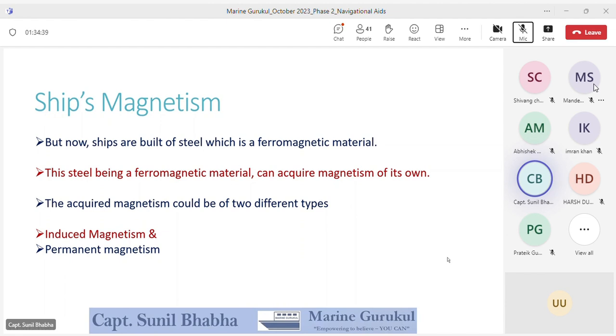Any doubts up to here, beta? Very good, beta. Moving ahead.